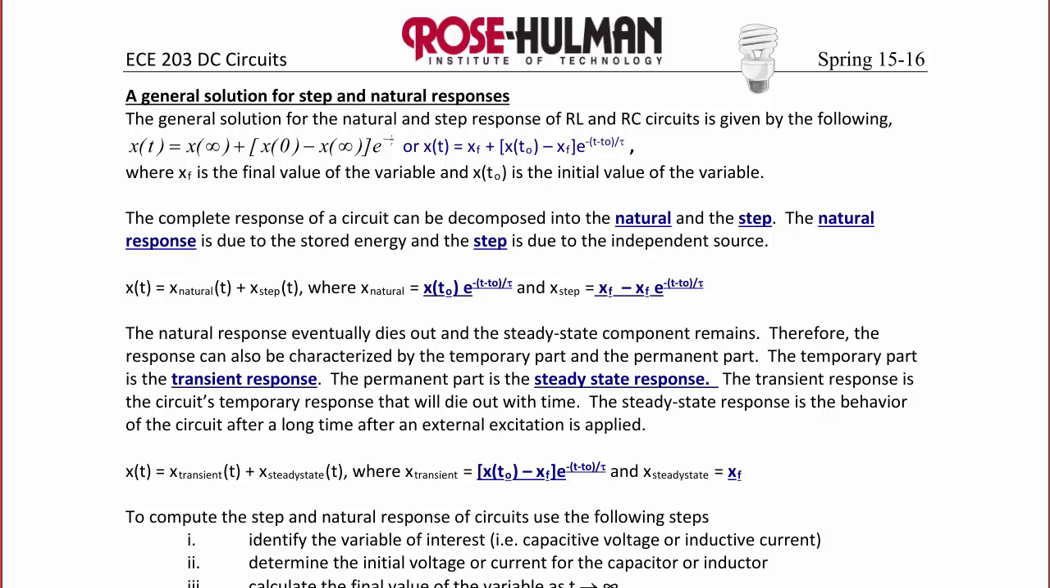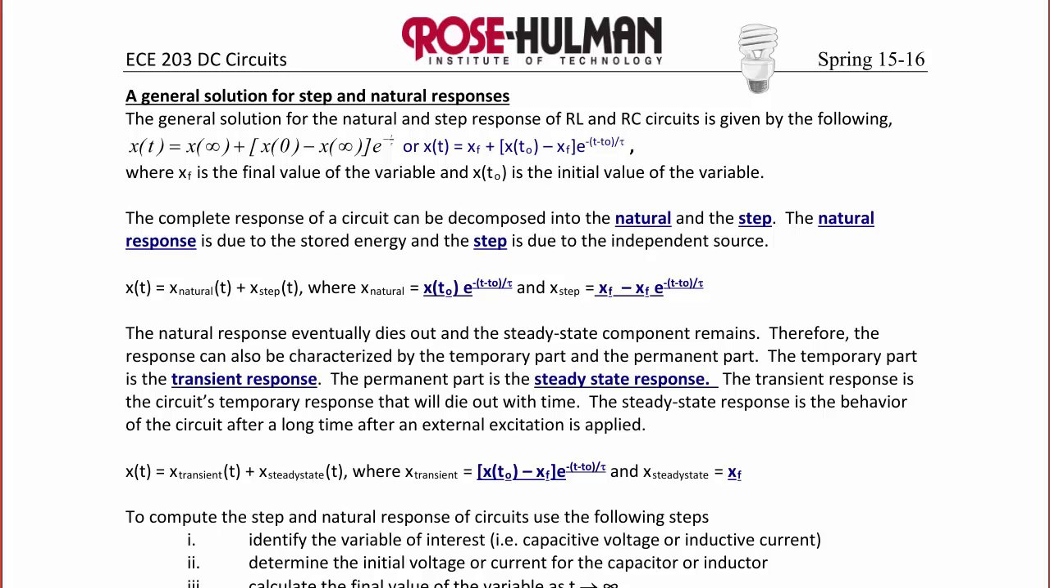The natural response eventually dies out, and the steady state component is the part that would remain. Therefore, the response can also be characterized by the temporary part and the permanent part. The temporary part is the transient response, and the permanent part is the steady state response. The transient response is the circuit's temporary response that will die out with time and is due to the initial conditions. And the steady state response is the behavior of the circuit after a long time after an external excitation such as adding a voltage or current source is applied, and that is due to the source.